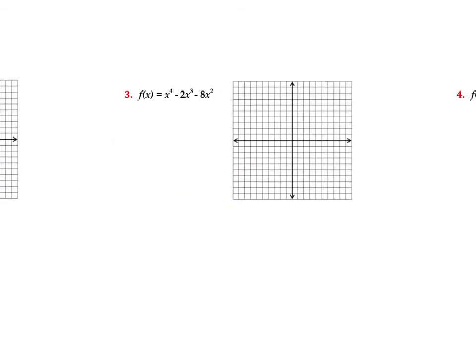All right, next one. X to the fourth minus 2x cubed minus 8x squared. All right, let's see, we've got a positive function, even degree, so both arrows are going to be pointing up. In between, curves happen. We'll start off by factoring GCF x squared.